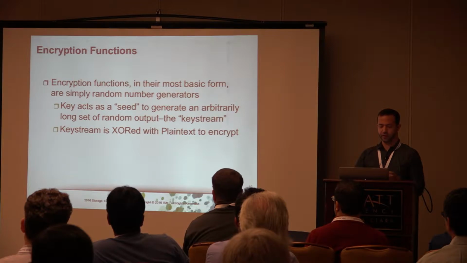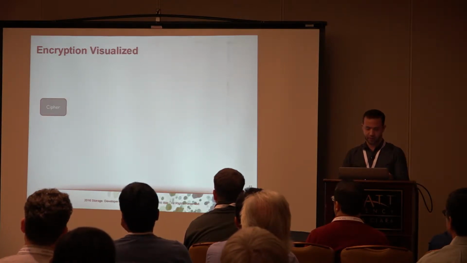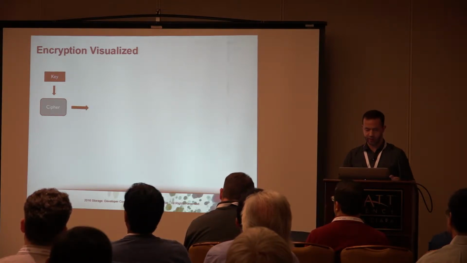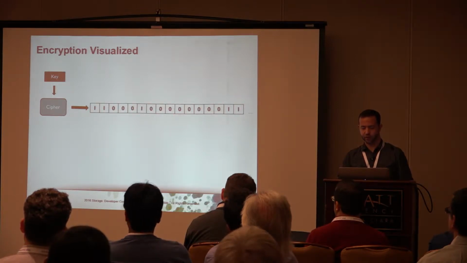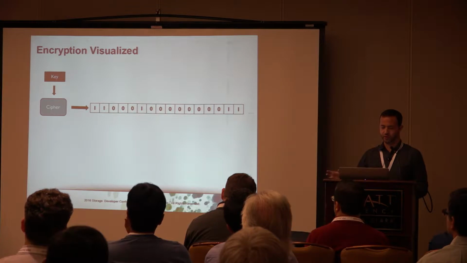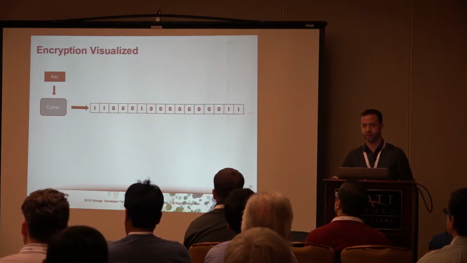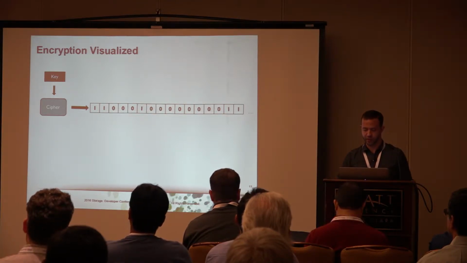This key stream is then XORed with the plain text to perform the encryption. So let's see what this looks like visually. We start with a cipher. It gets initialized with a key that's equivalent to seeding the random number generator. And for each unique key, the cipher will output a different random sequence of bits. This is true both for stream ciphers as well as block ciphers operating in certain modes, such as counter mode or output feedback mode, for example.